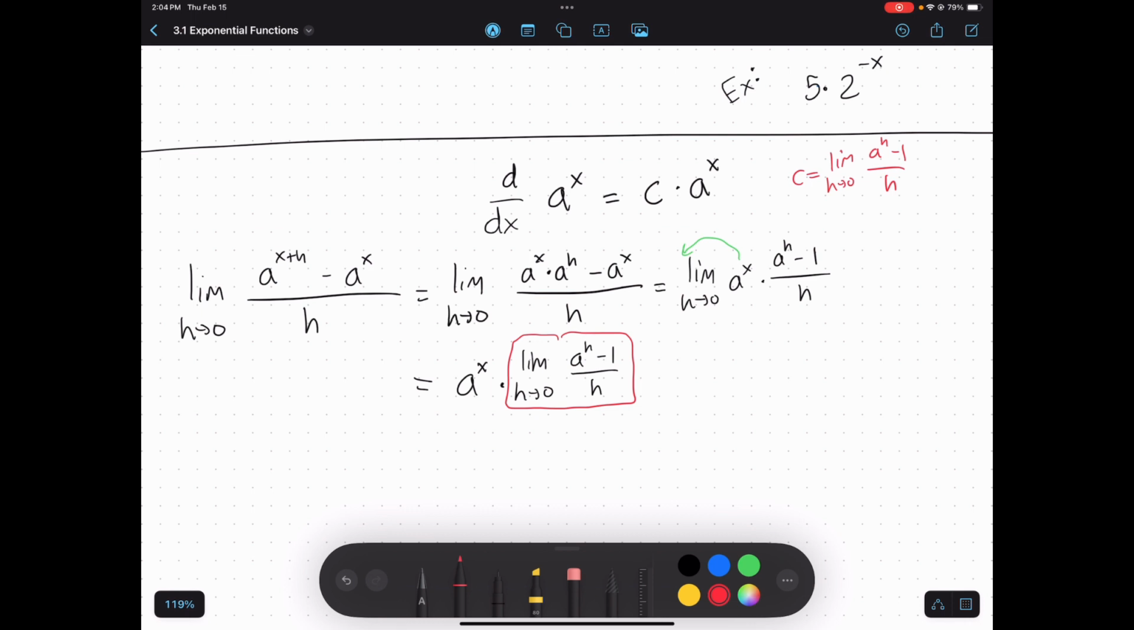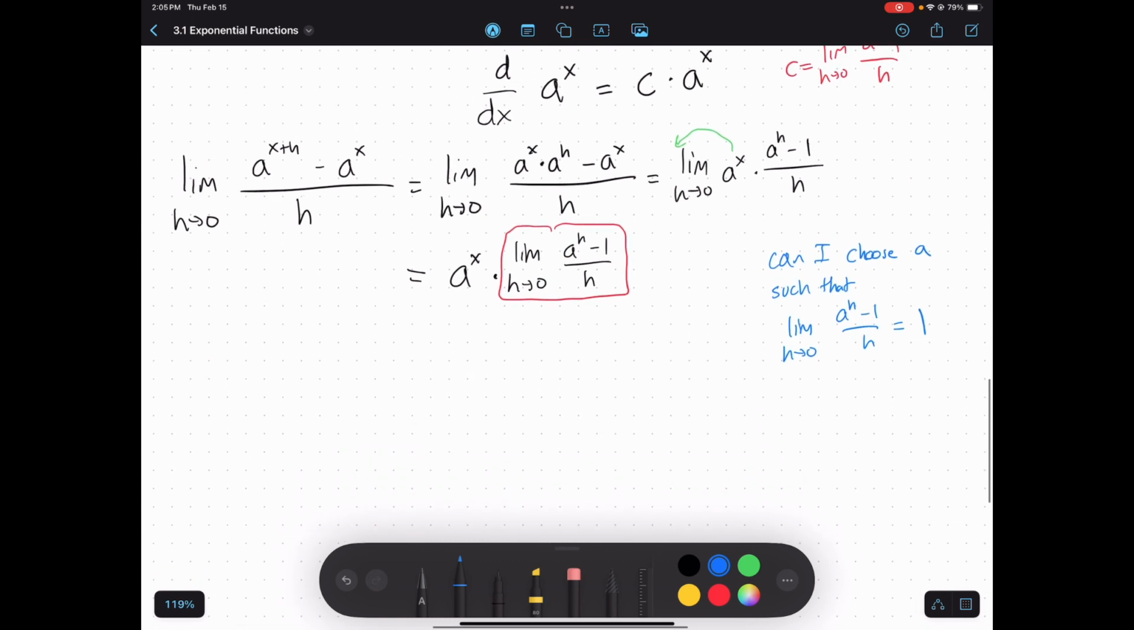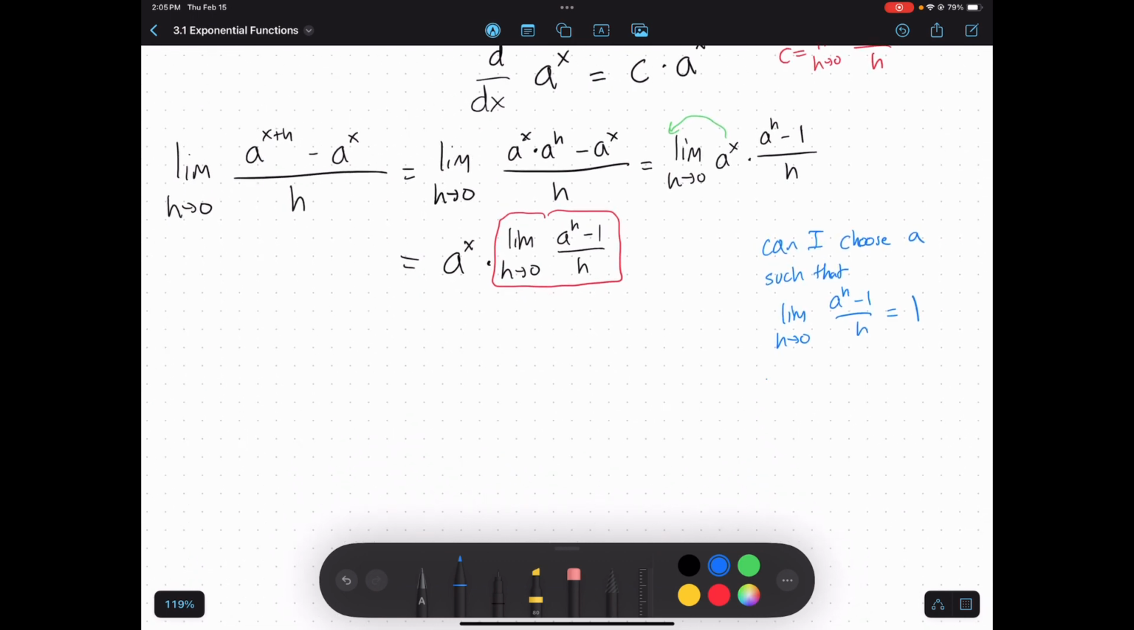Well, when mathematicians first noticed this, it kind of begged the question of, well, can I pick a specific base such that this constant ends up being equal to 1? So can I choose a such that the limit as h approaches 0 of a to the h minus 1 over h is equal to 1? Well, it turns out you can. It ends up being the irrational number e.